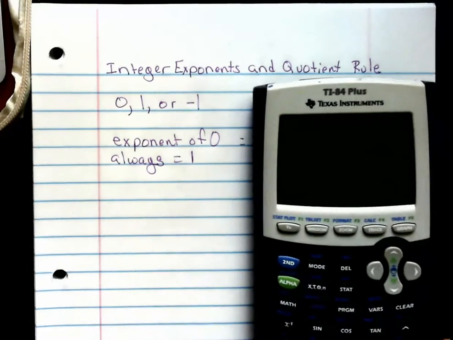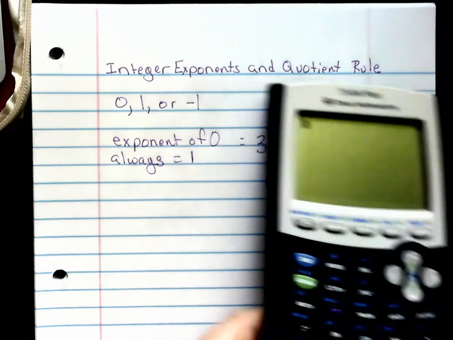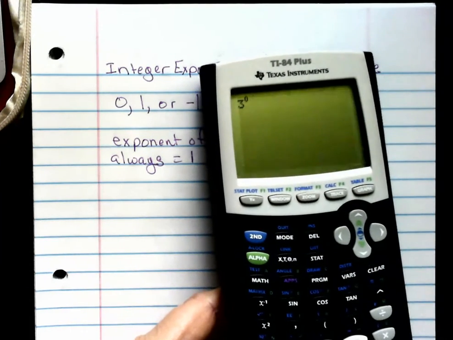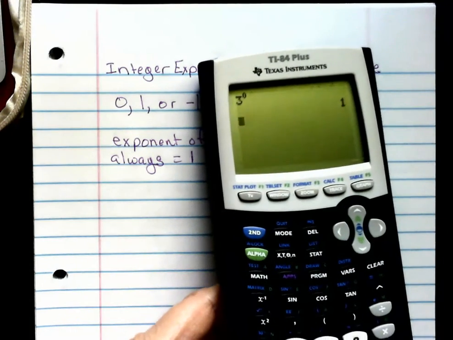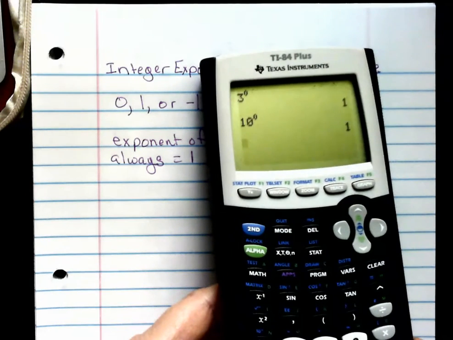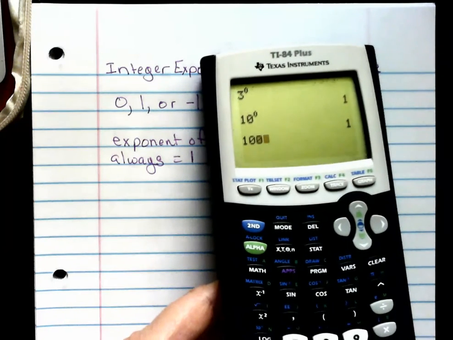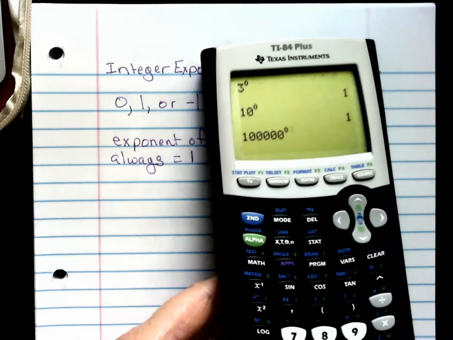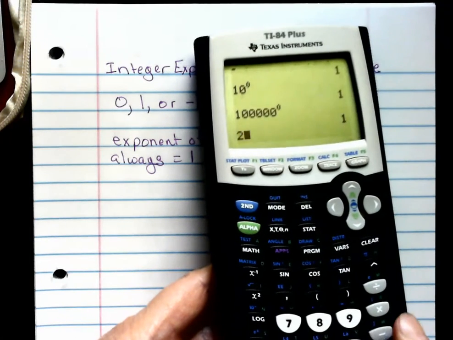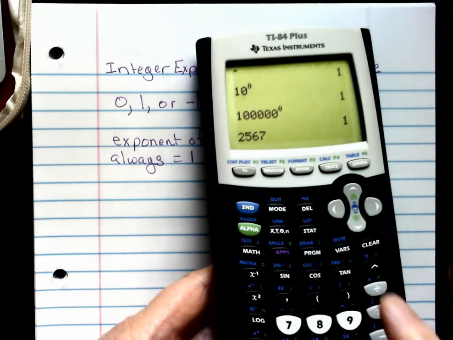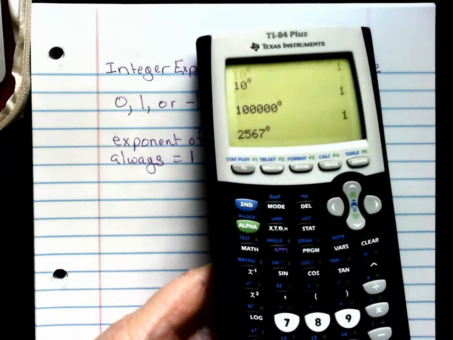If I did 3 to the 0 power, it equals 1. If I did 10 to the 0 power, it equals 1. If I do anything to a 0 power, it equals 1. 2,567 to the power of 0, it equals 1.